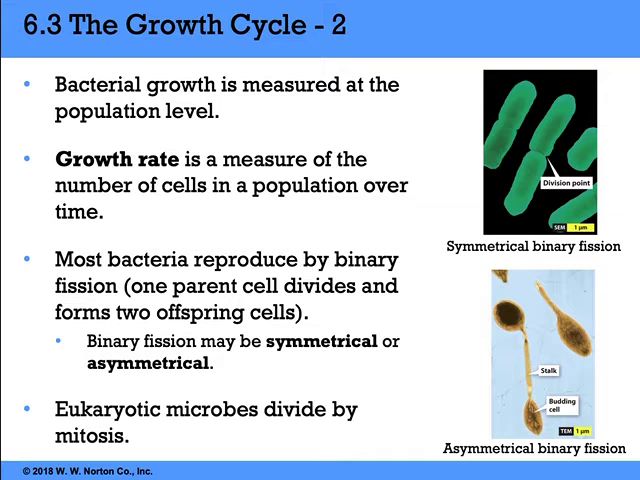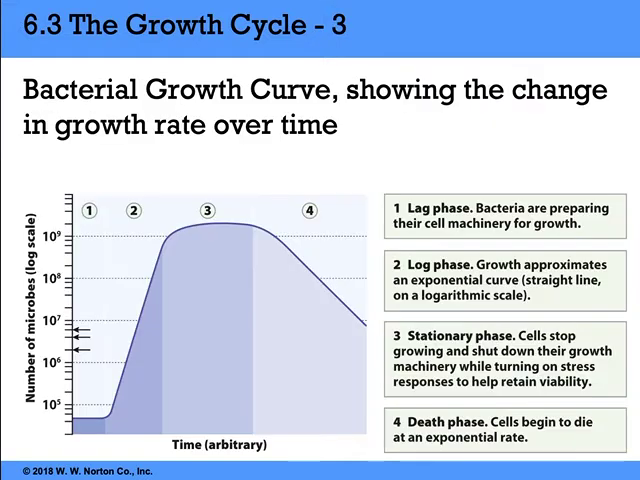Most bacteria reproduce by binary fission, which we've already seen details of, okay? And binary fission can either be symmetrical or asymmetrical. Symmetrical, the results of the binary fission are exactly the same size. Asymmetrical, you end up with different products at the end of that fission. Eukaryotic microbes always divide by mitosis. So you can see here the different phases: lag phase, log phase, stationary, and then death phase, kind of like I drew earlier.